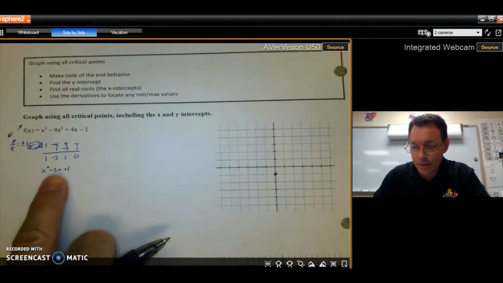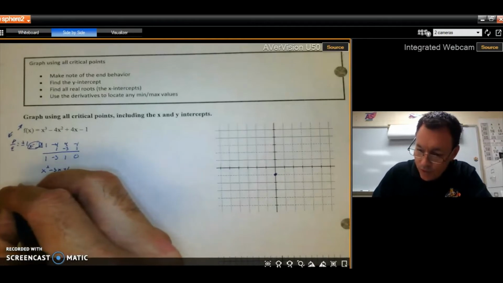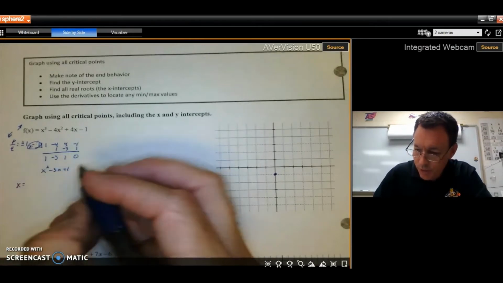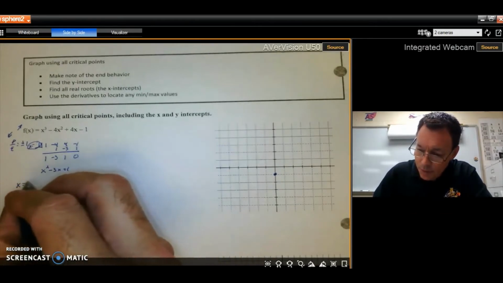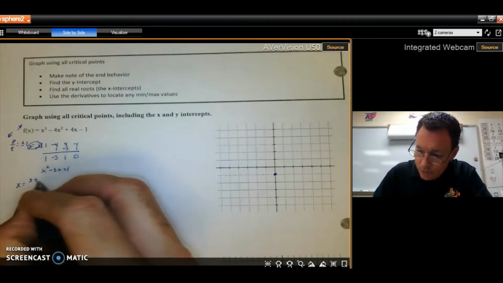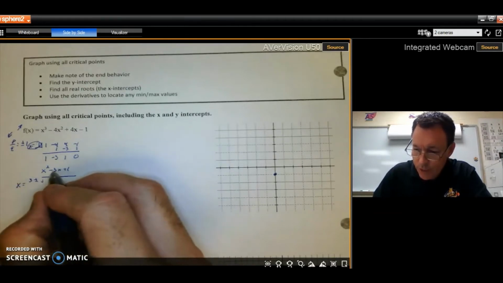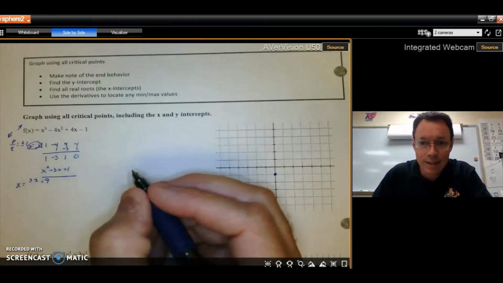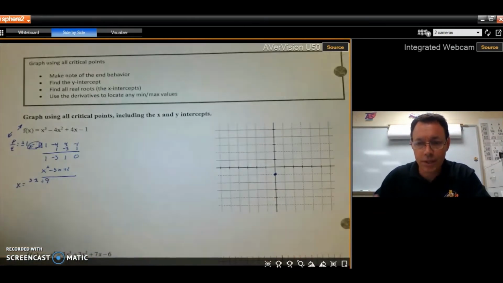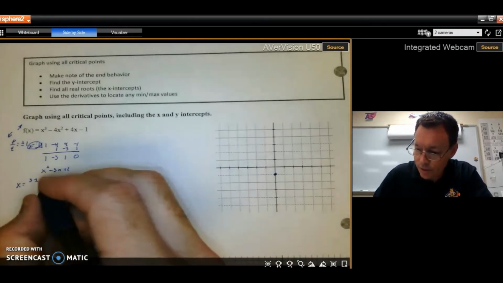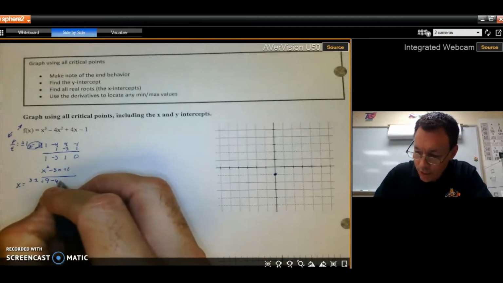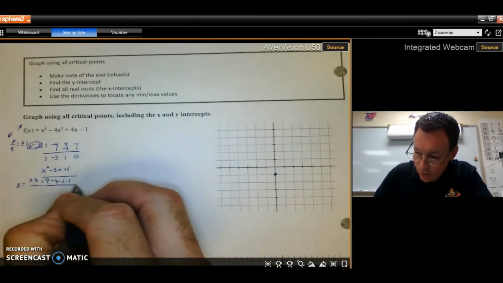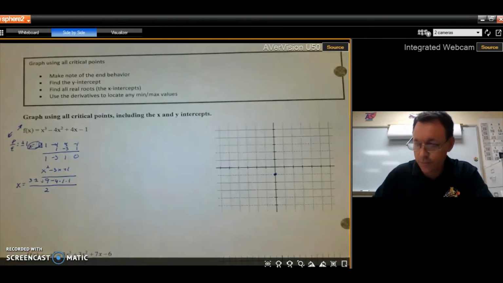Now again, we need to break this down. This does not factor. There are no factors of 1 that add up to negative 3. So whenever that happens, just use the quadratic formula. So negative b, so that's going to be 3, plus or minus, square root, negative 3 squared, just go ahead and write 9. Don't put negative 3 squared. You may forget to put the negative in a parenthesis. Minus 4 times 1, all divided by 2a, so 2.